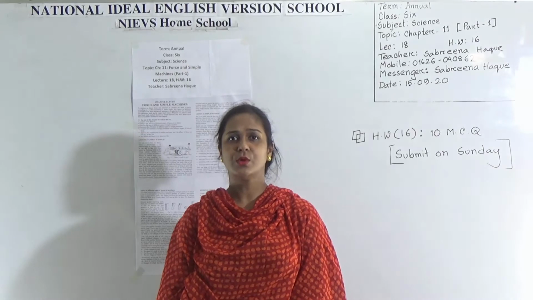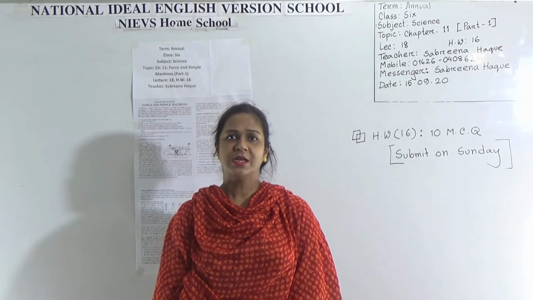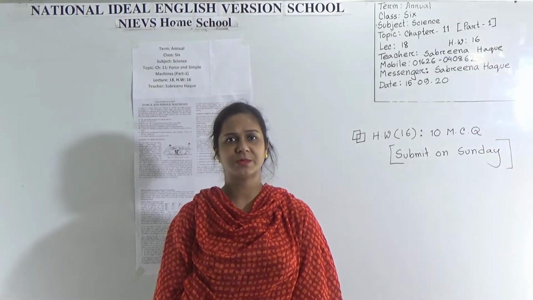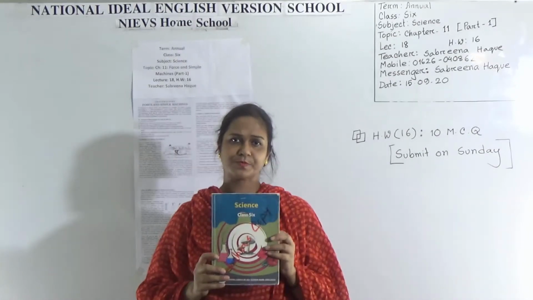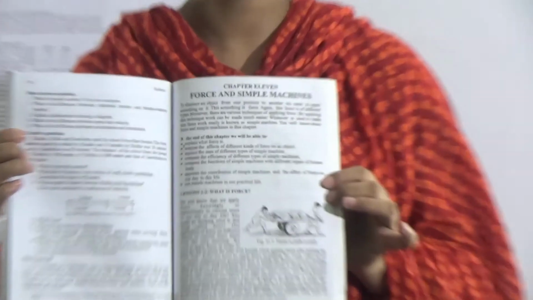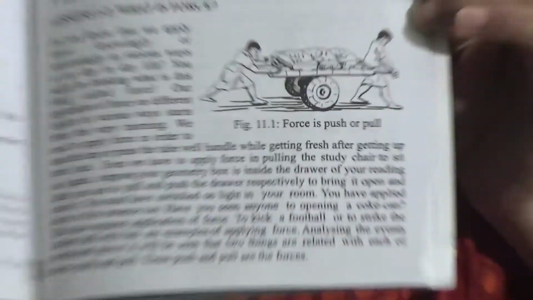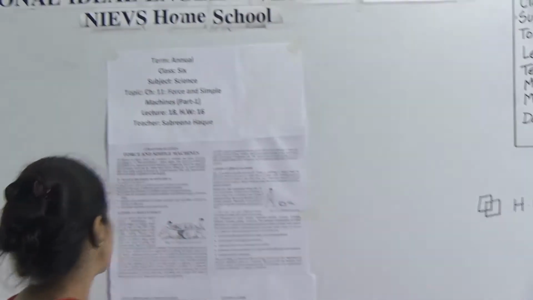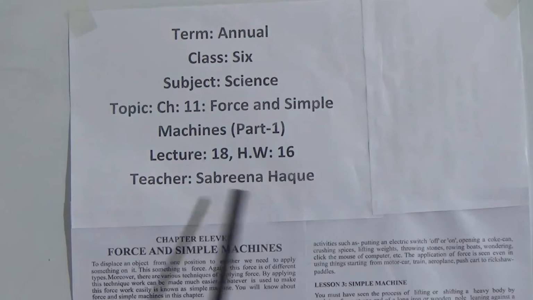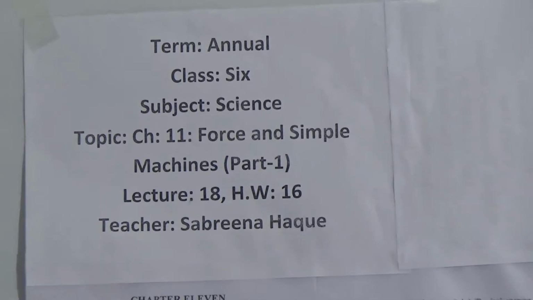Dear students, today I am going to take a science class for class 6 students based on chapter 11. The name of the chapter is Force and Simple Machine, and this is the first part of the chapter. Dear students, take your textbook. Open page number 109 and follow the class with your textbook. Let's start today's topic. The name of the chapter is Force and Simple Machines. This is our lecture number 18 for annual term, and you will get homework number 16.